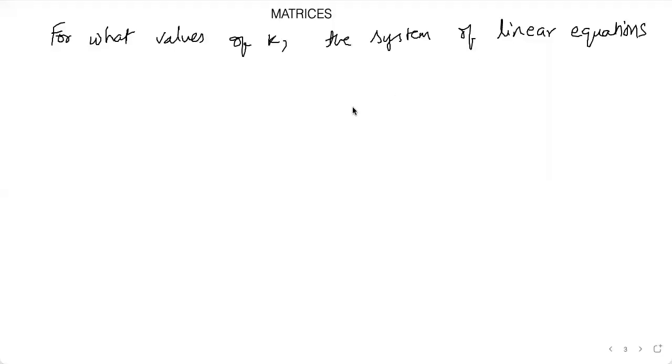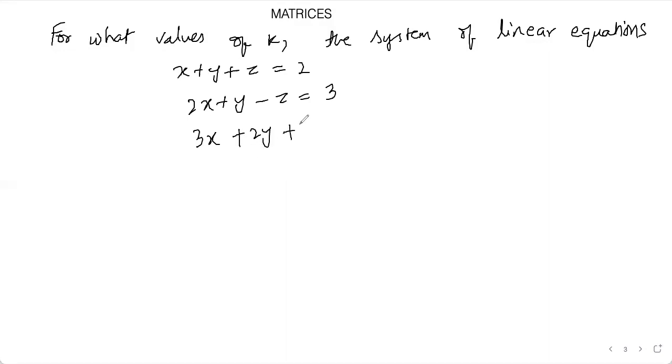Okay. For what values of k, the system of linear equations, that is x plus y plus z is equal to 2 and 2x plus y minus z is equal to 3 and 3x plus 2y plus kz is equal to 4 has a unique solution. Okay, has a unique solution.